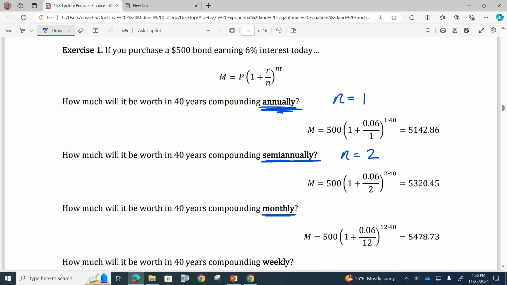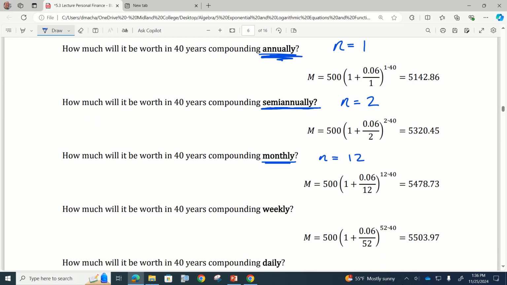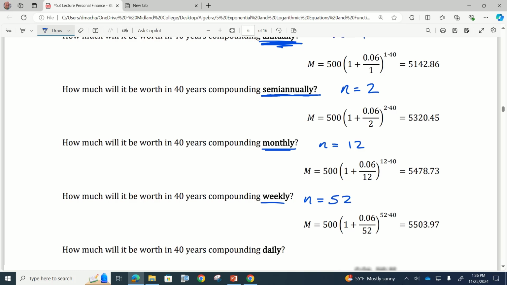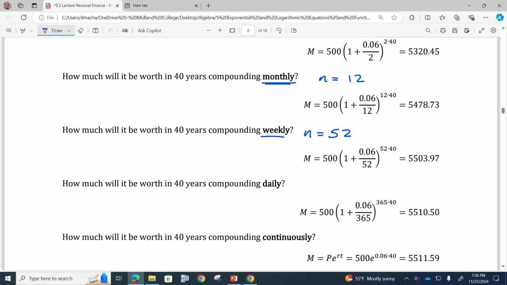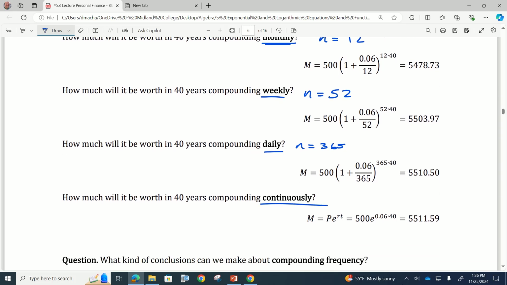What if it compounds monthly? Then n is equal to 12. And the maturity value is just a little bit higher. What if it compounds weekly? Then n is equal to 52 weeks in a year. What if it compounds daily? Then n is 365, so there's 365 days in a year. And then lastly, if we're compounding continuously, then we use a completely different formula.